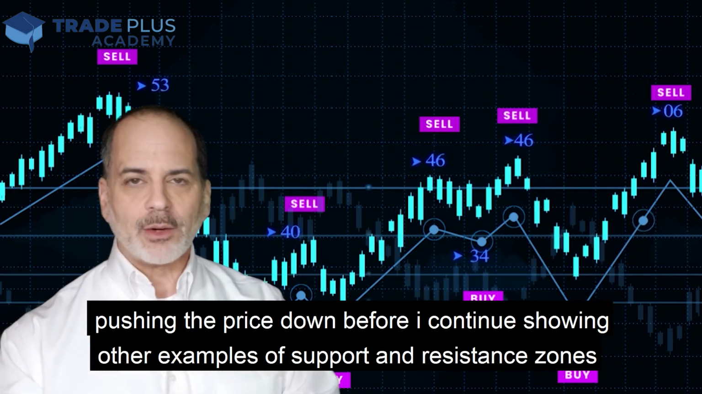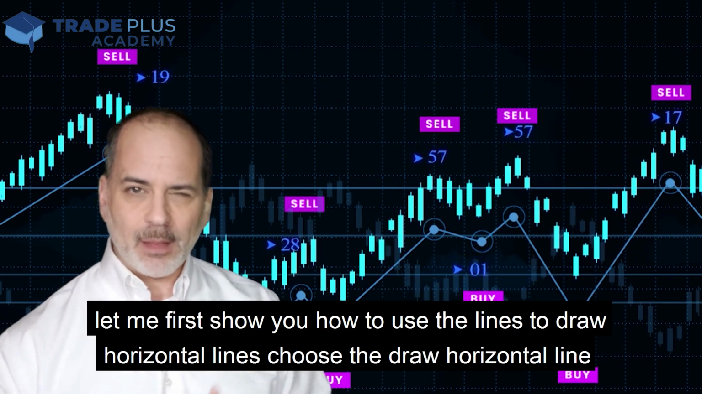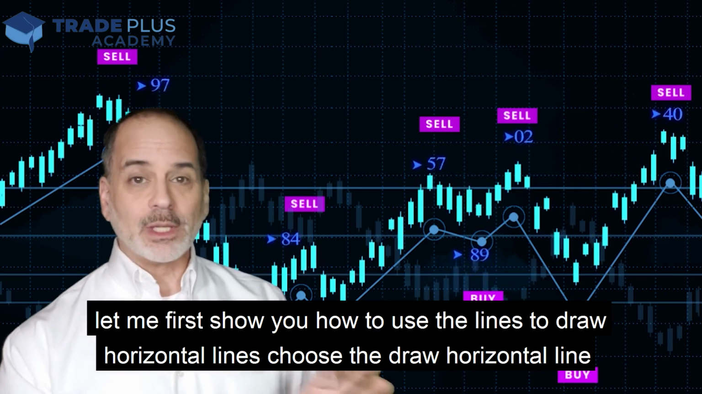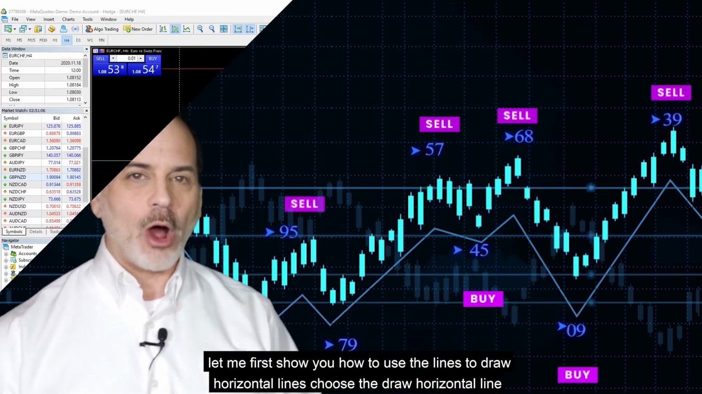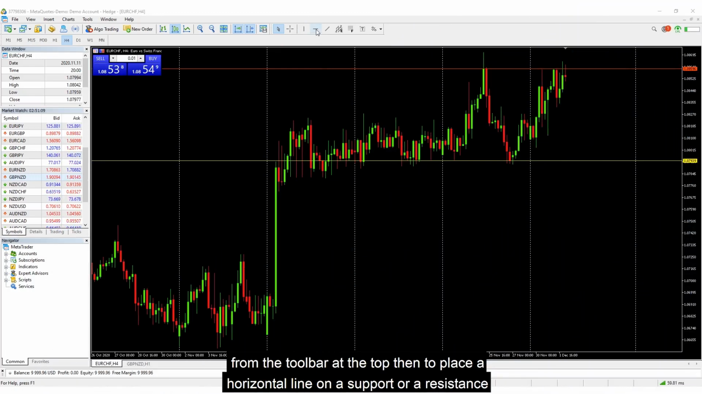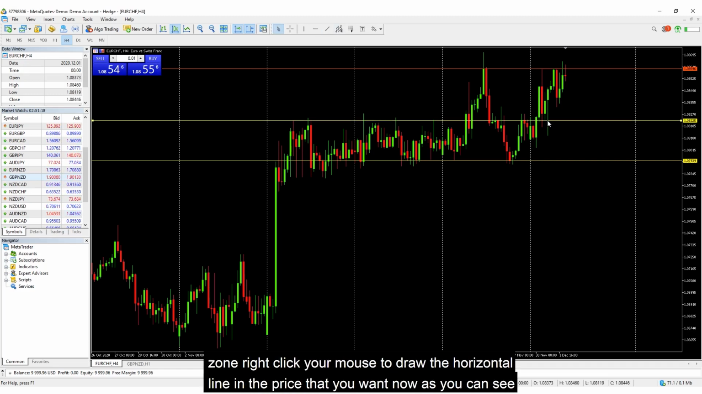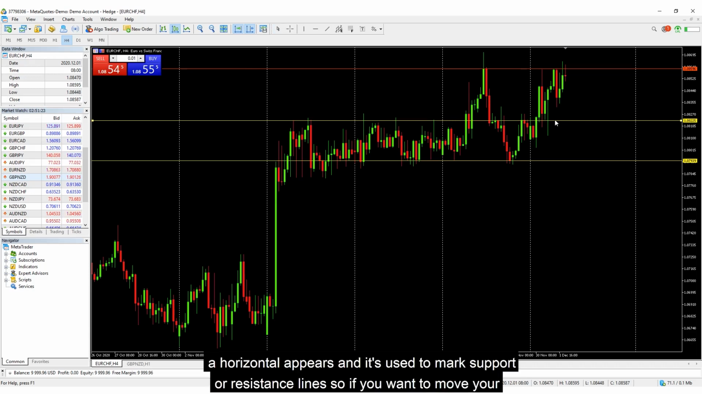Before I continue showing other examples of support and resistance zones, let me first show you how to draw horizontal lines. Choose the Draw Horizontal Line from the toolbar at the top. Then, to place a horizontal line on a support or a resistance zone, right-click your mouse to draw the horizontal line in the price that you want. Now, as you can see, a horizontal line appears and it's used to mark support or resistance lines.